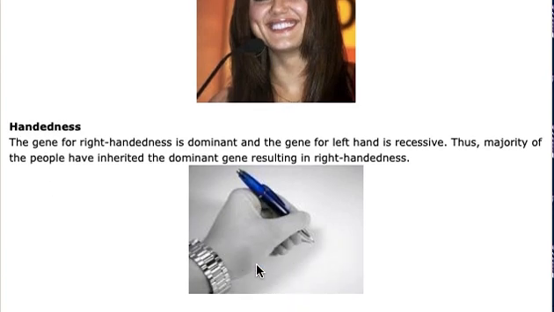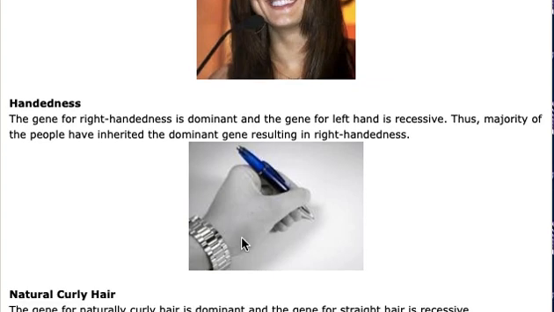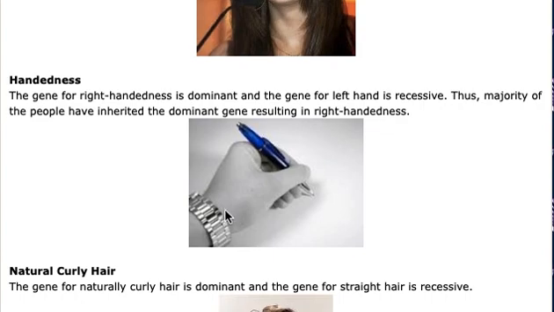Handedness. The gene for right-handedness is dominant and the gene for left hand is recessive. Thus, majority of the people have inherited the dominant gene resulting in right-handedness. This is a left-handed, by the way.